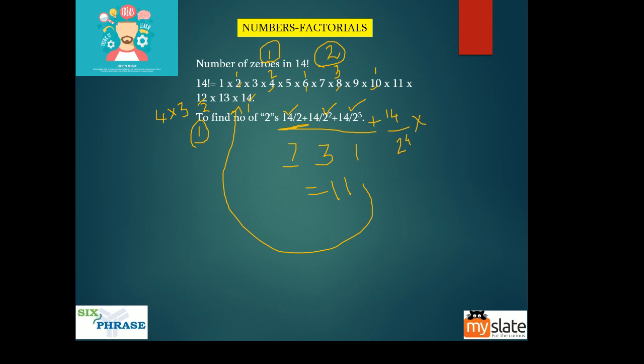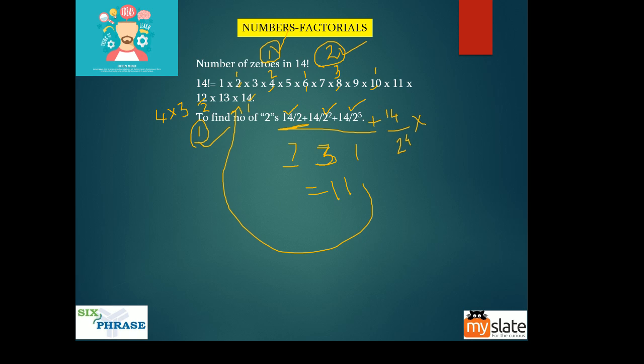So when you do 14 by 2 square, it will capture the 2 here, it will capture the 2 here, and it will capture the 2 here. So how many? 3 twos. Yes, 3 twos, one 2, one 2, one 2.